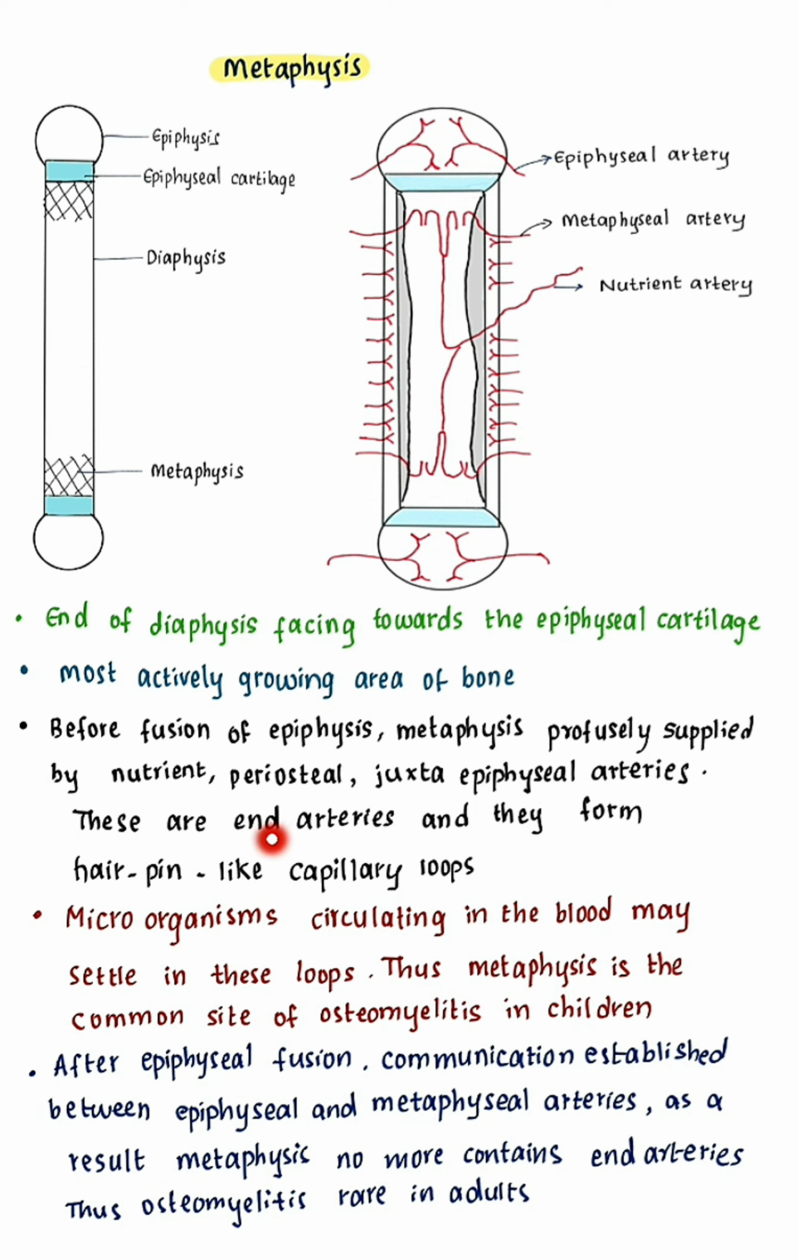These are end arteries and they form hairpin-like capillary loops. Microorganisms circulating in the blood may settle in these loops. Thus, metaphysis is a common site of osteomyelitis in children.